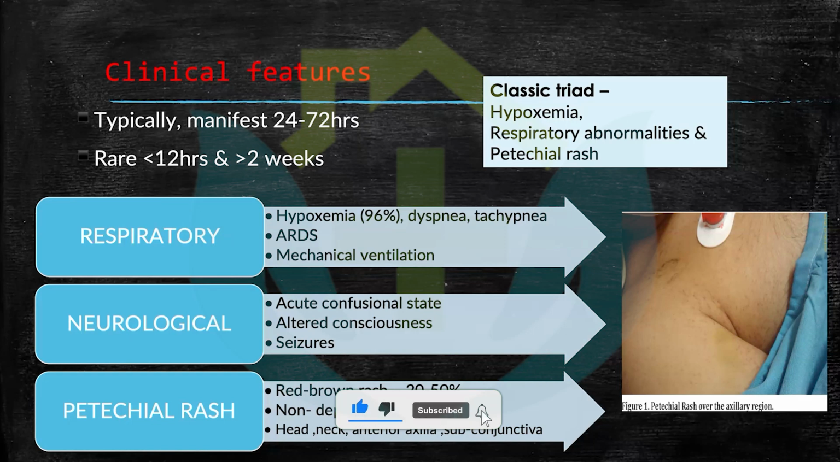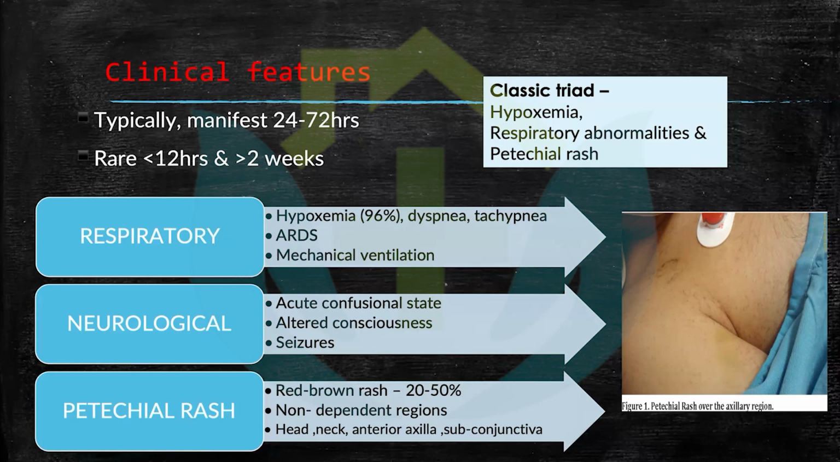So 24 to 72 hours is the timeline. It can occur up to 5 days, but it rarely occurs after 7 days. So the peak period is 24 to 72 hours, and the classical triad is hypoxemia, petechial rash, and altered sensorium. The respiratory manifestations can range from mild hypoxia requiring low flow oxygen to severe hypoxia and ARDS-like features. Neurologically, they can have altered sensorium, they can also have seizures, and they can also land up in coma.